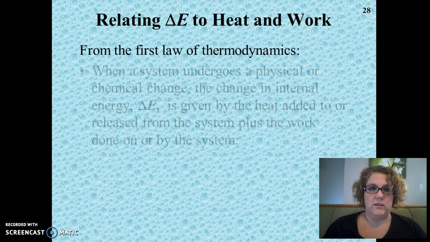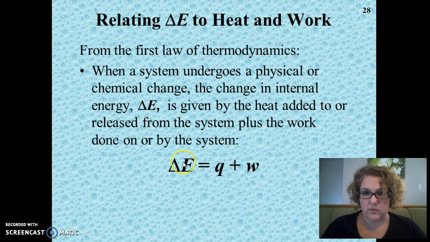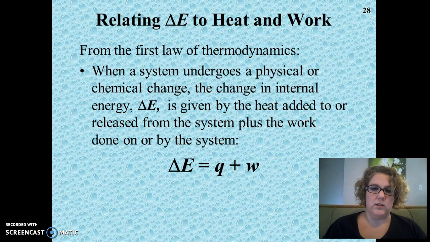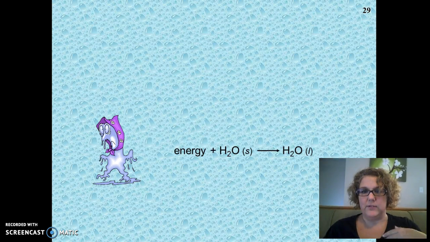All right, now relating all this to work. We know from the first law of thermodynamics that when a system undergoes a physical or chemical change, the change in internal energy is given by the heat added to or released from the system plus the work done on or by the system. So here's our mathematical equation, not too bad. Delta E equals Q plus W. The change in internal energy is equal to the heat plus the work. So we just got to add two numbers, right? Well, we got to make sure we have the right signs for the Q and the W. Is it positive or negative?